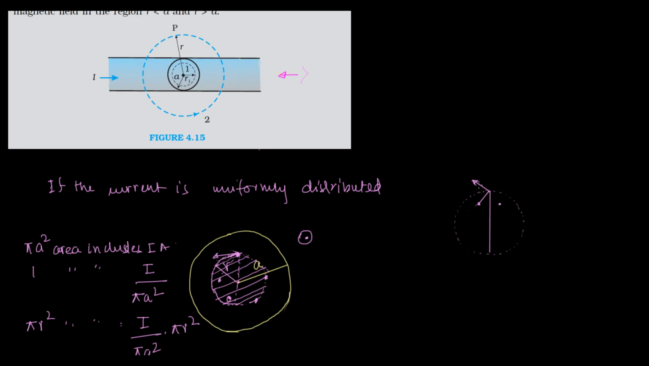Now let us try to understand this. What about this? What about this? This is also 90 degrees. Now let us try to think. What happens to their sum?